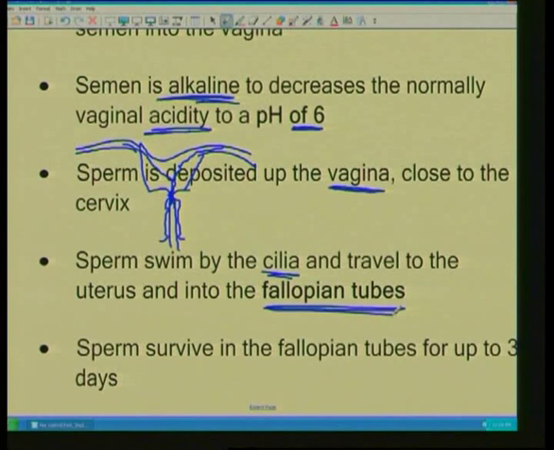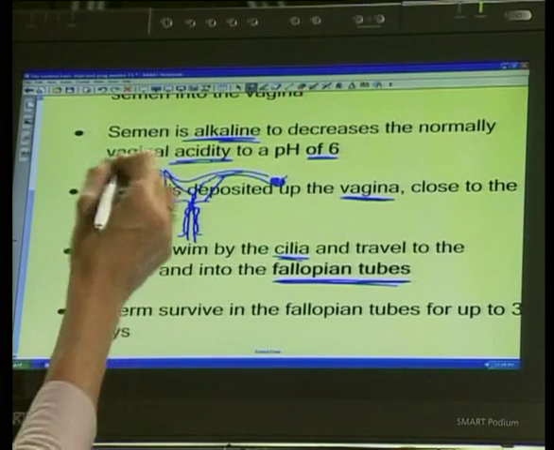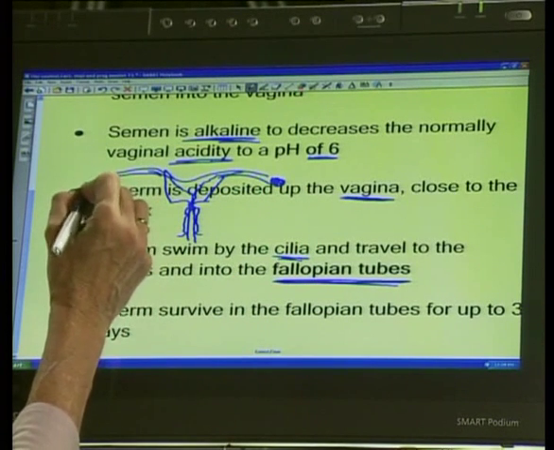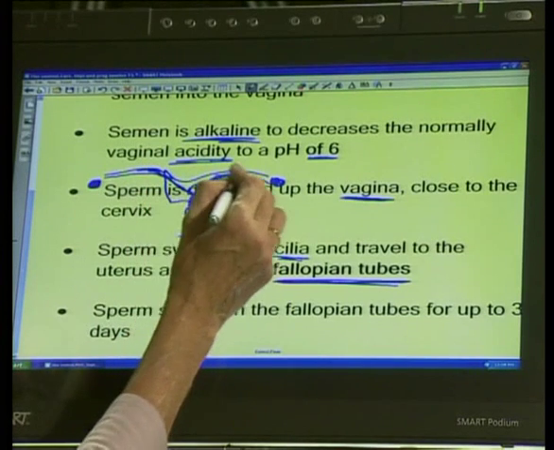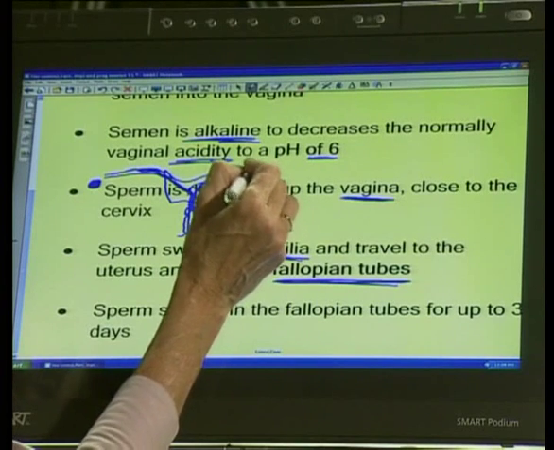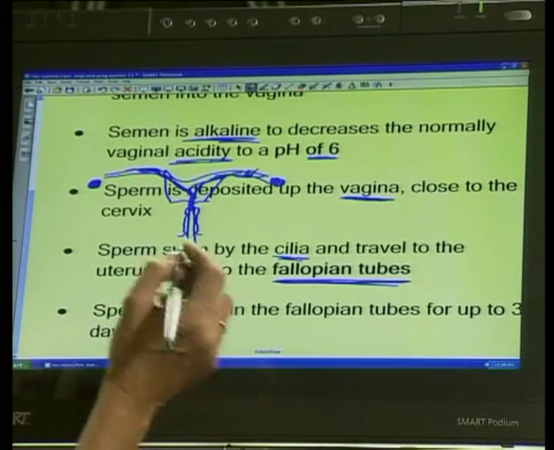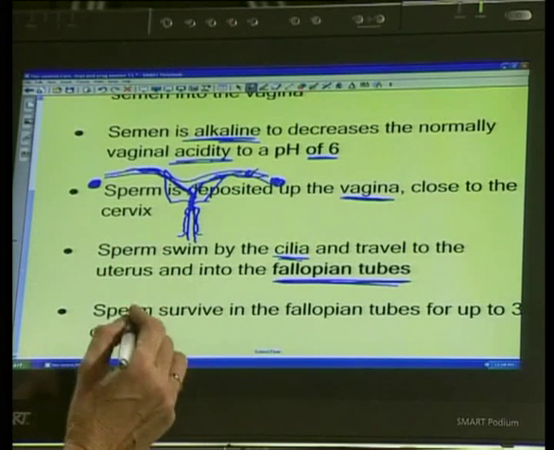Now remember, they don't know whether this month it was this side ovary that produced egg cells, or this side. So they sort of do a split thing. They get in here, and some swim this way and some swim that way, hoping that they're going to find a little egg here that is ready to be fertilized. Okay? Now, please understand and remember this.